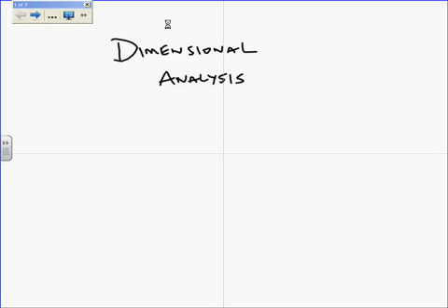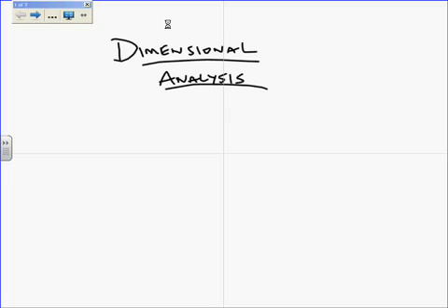Okay, this is going to be a lesson on dimensional analysis, and that is a word that freaks out chemistry students. It is two four-syllable words put back to back. I mean, people just freak when they see dimensional analysis.